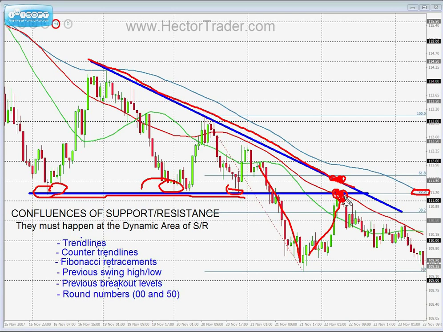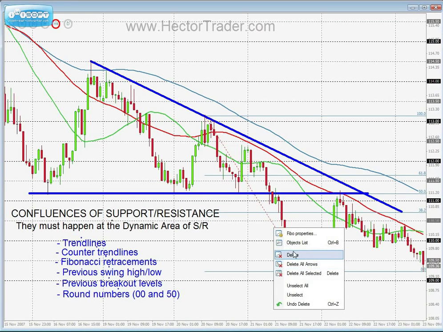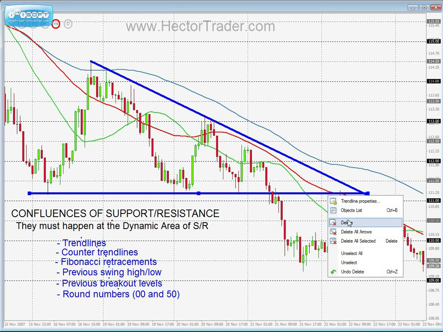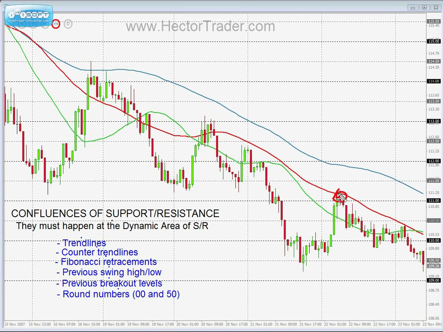So we have three elements coming together: previous breakout point, round number, and 50% Fibonacci retracement within the dynamic area of resistance. Yes, in my opinion, this is a valid setup. This is indeed at that level, the 11100 level. We have an area of many elements of resistance coming together in a downtrend within the dynamic area of support and resistance.